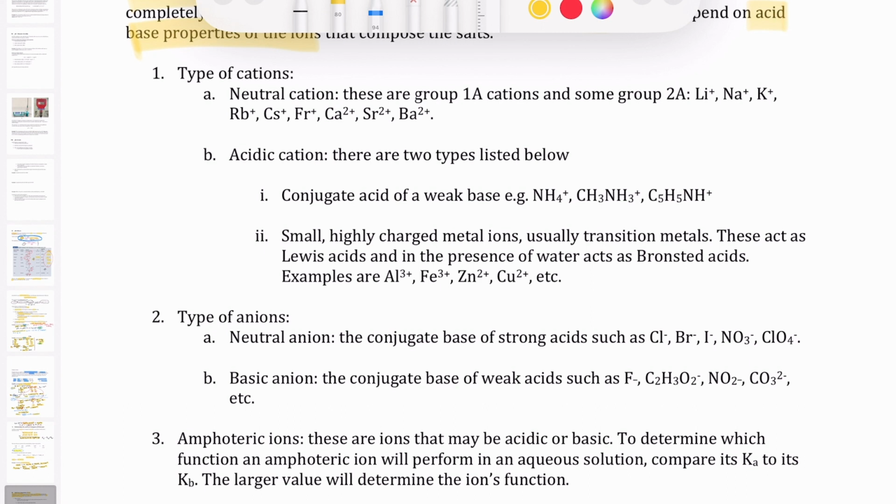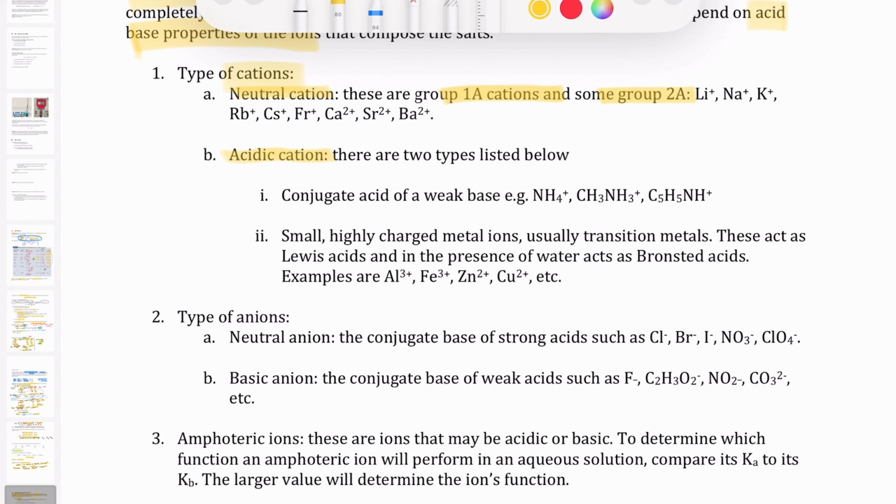We're going to start our discussion by looking at cations. There are really two types of cations you can have. You can either have a neutral cation or an acidic cation. Neutral cations are cations that combine with hydroxides to make the strong bases. So these are your group 1 cations and some of the group 2 cations.